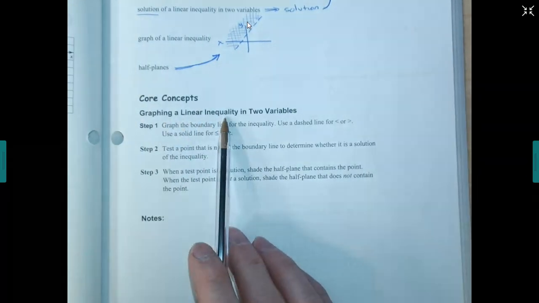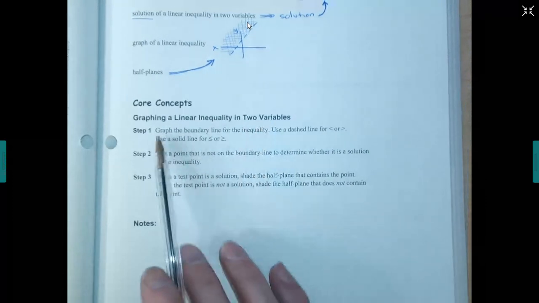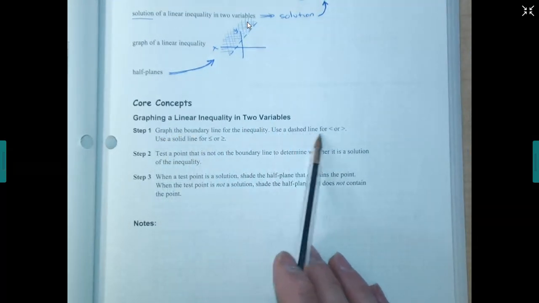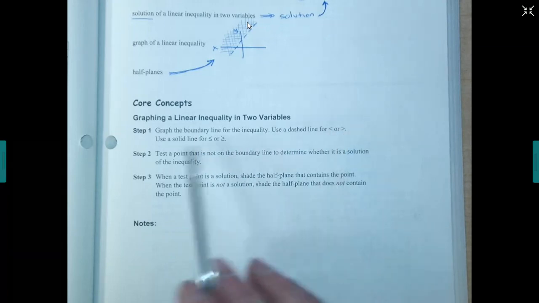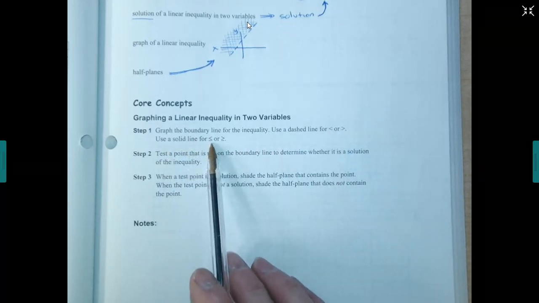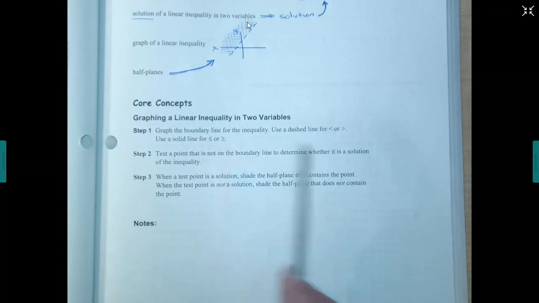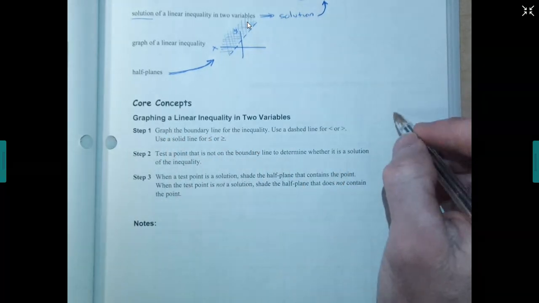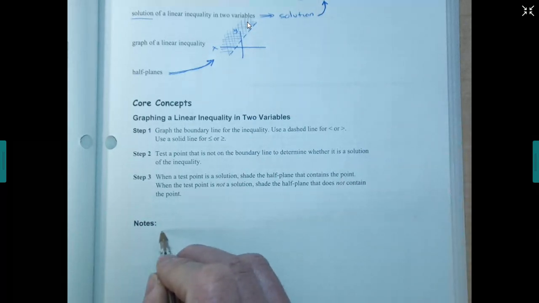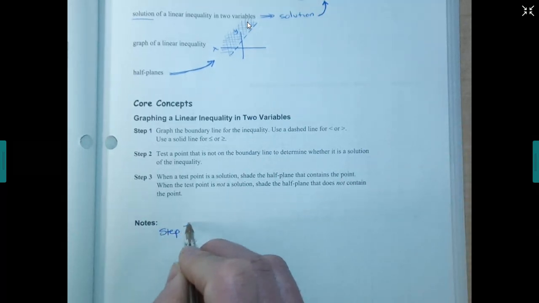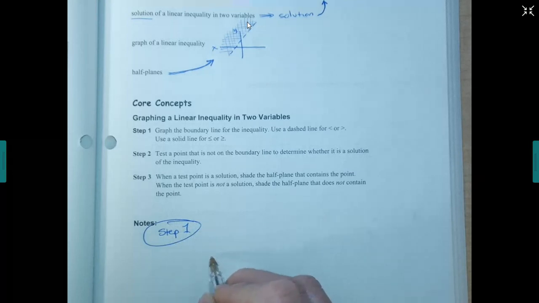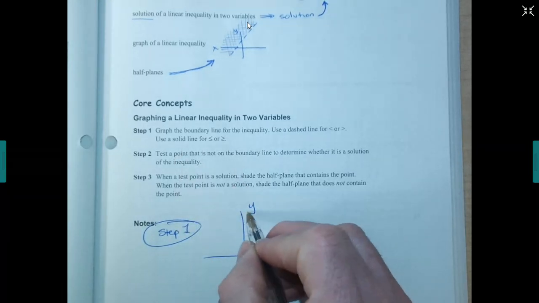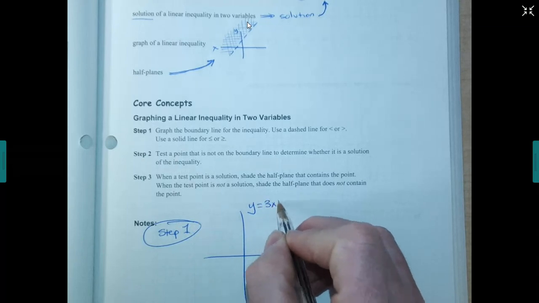So how do you graph a linear inequality in two variables? Your first step is you're going to graph the boundary line for the inequality. You're going to use a dashed line for less than or greater than. You're going to use a solid line for less than or equal to, or greater than or equal to. So to graph the boundary line, all you're doing in step one is graphing the line.